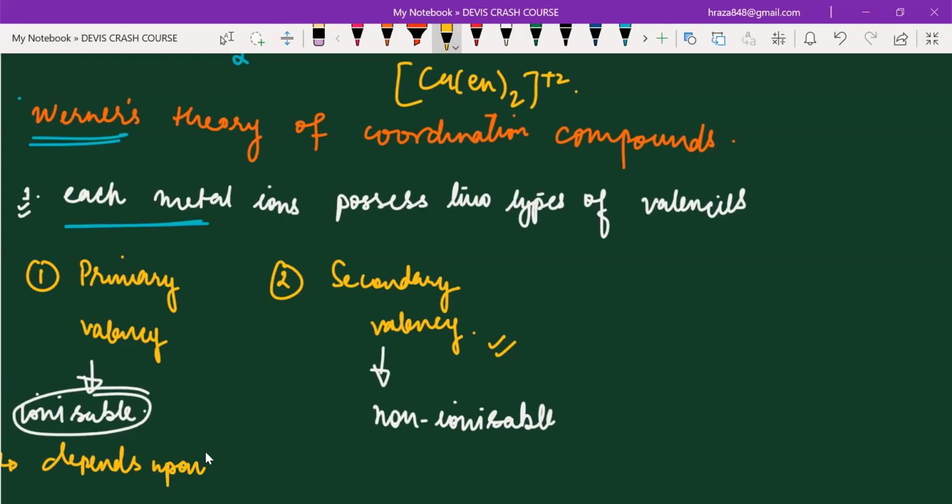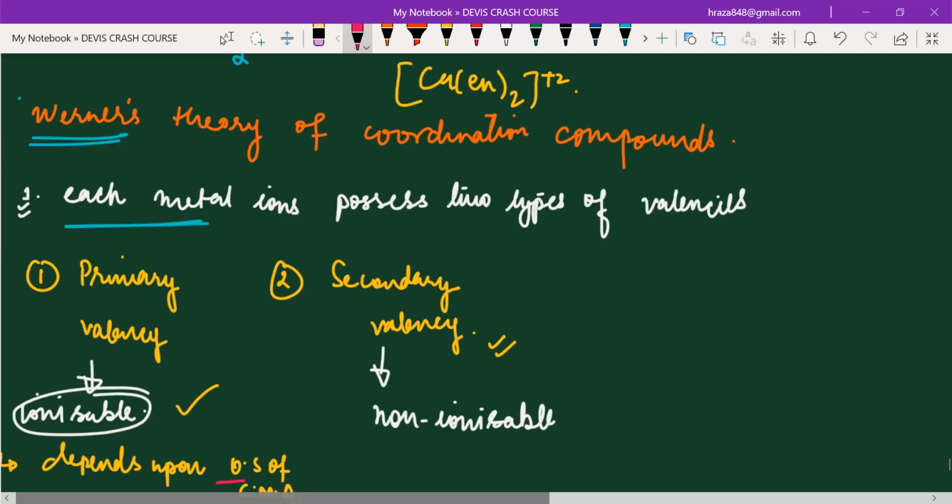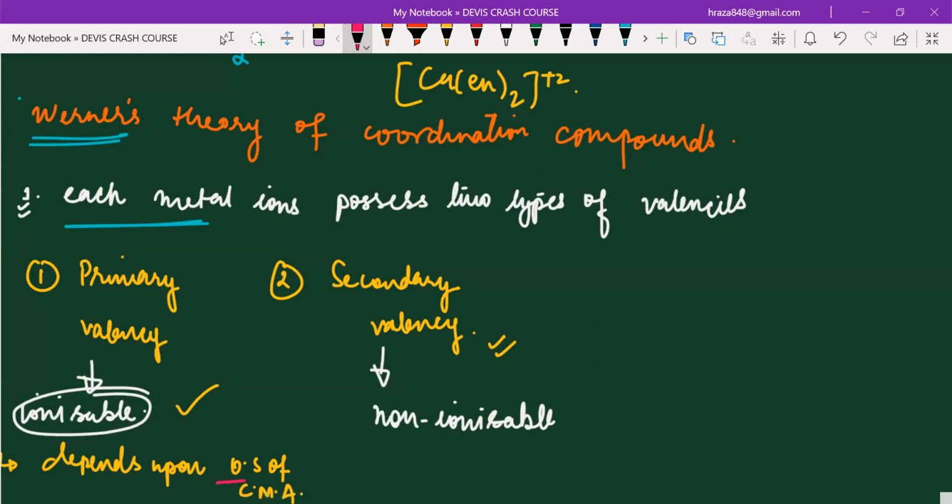And it is also important to note that this is satisfied, or it depends upon the oxidation state of central metal atom. Are you getting my point? This primary valence is ionizable. That means it is a counter ion, and its number depends on the oxidation state of the central atom. When we were writing the formula of coordination compound, if you remember, the number of counter ions depends on the charge on the central atom, right?